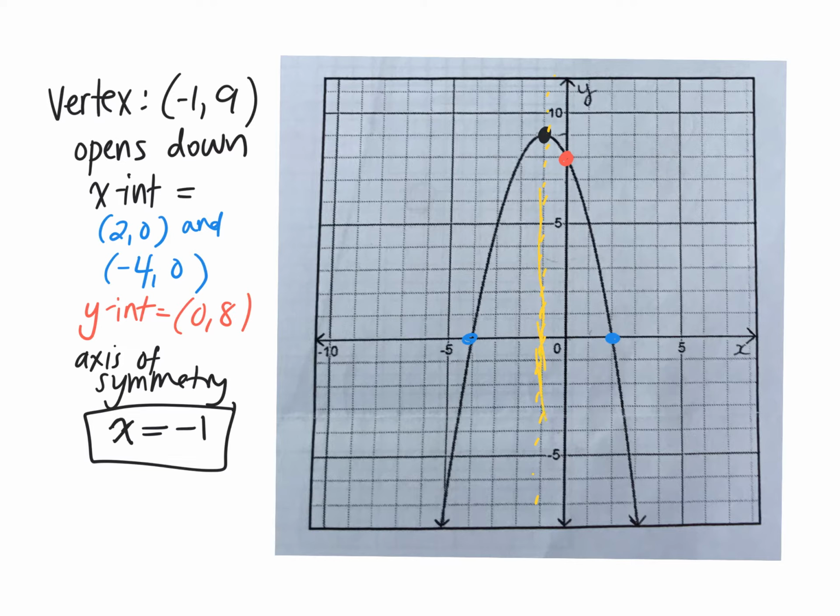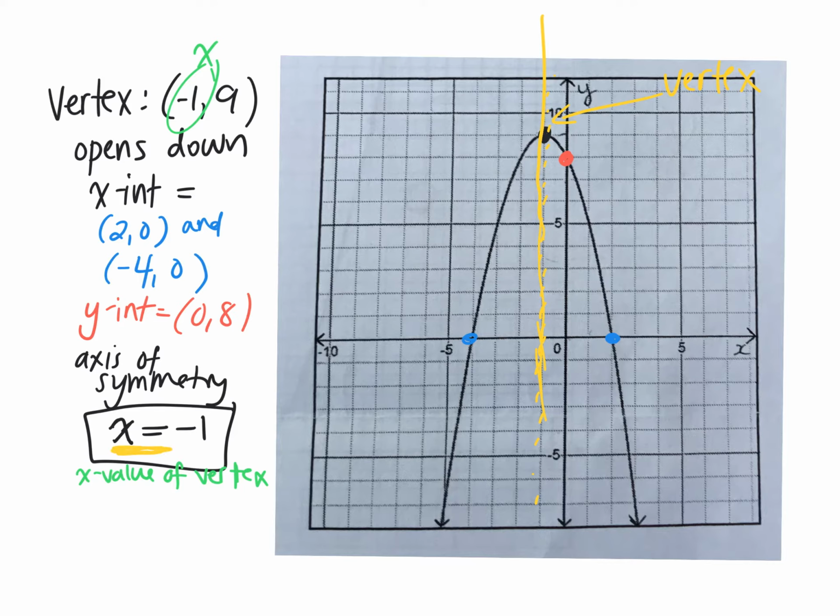Now, if you also look here, it's always going to run through your vertex. So the axis of symmetry, this can help you with studying, will always be the x value of your vertex. Whatever your vertex is, the x value of that will always be your axis of symmetry, right? Does that make sense? It has to run through the vertex because that's the point where it changes direction.